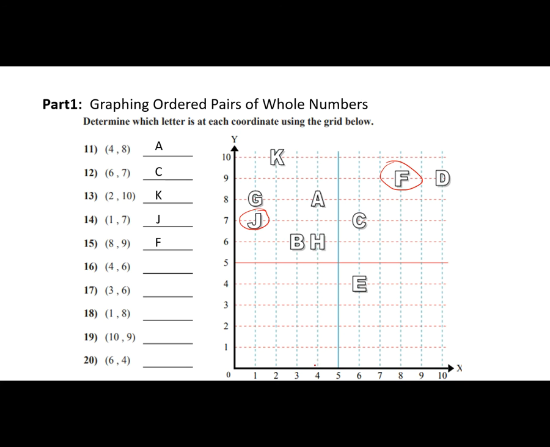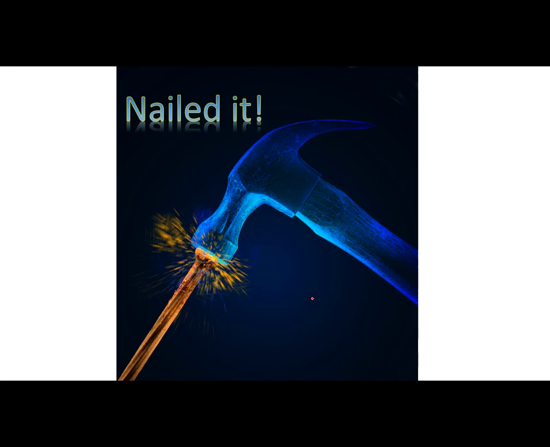I travel 4 on the x-axis, 6 on the y-axis, I get H. Travel 3 on the x-axis, 6 on the y-axis, I get B. Travel 1 on the x-axis, 8 on the y-axis, letter G. Travel 10 on the x-axis, 9 on the y-axis, I get D. And finally, from the origin, travel 6 on the x-axis, 4 on the y-axis, I get the letter E. You guys nailed it.